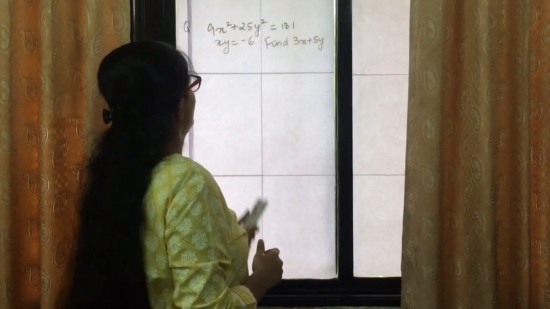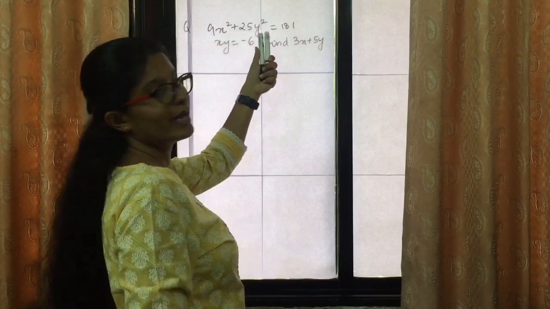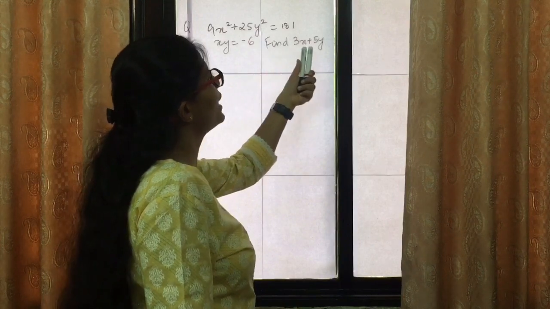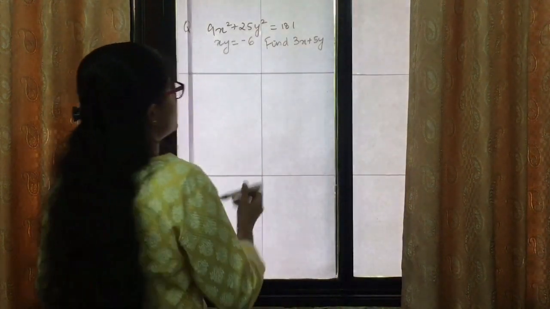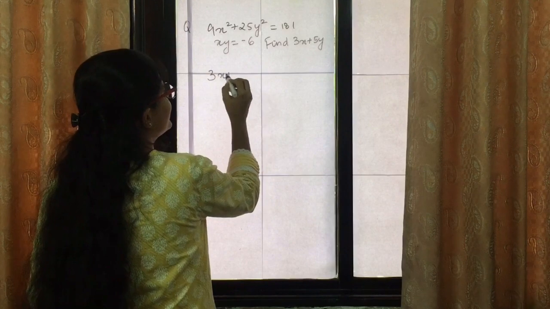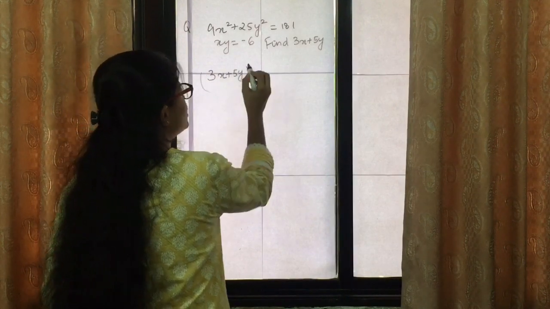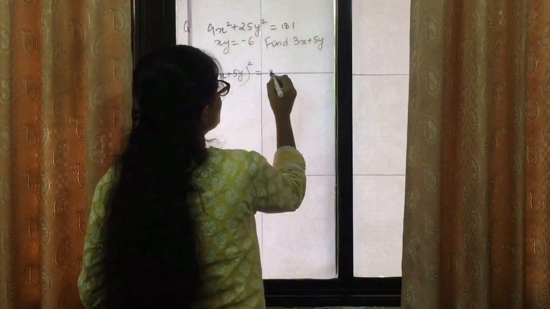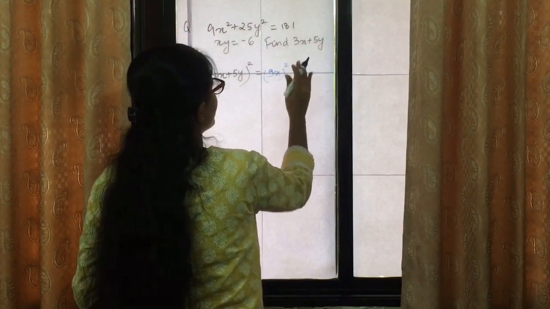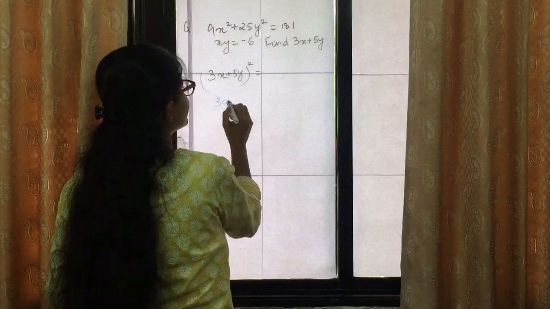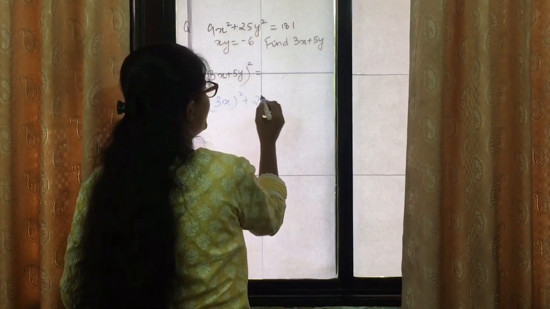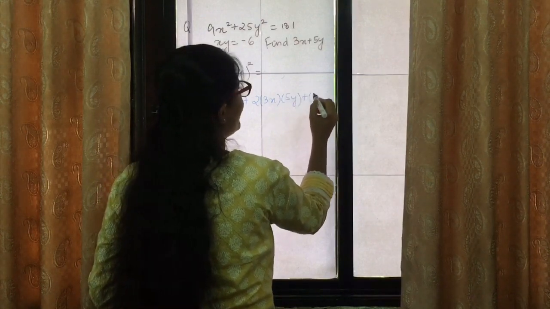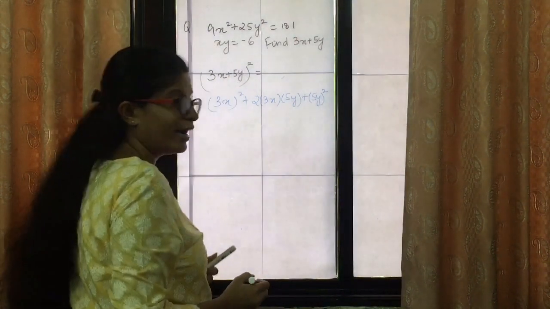Let's see such a type of sum where 9x square plus 25y square is given to be 181, xy is given as minus 6, and it is asked to find the value of 3x plus 5y. So can I write like this, 3x plus 5y whole square? If I expand it, what will come? 3x whole square, I will write it down, 3x whole square plus 2 into 3x into 5y plus 5y whole square.